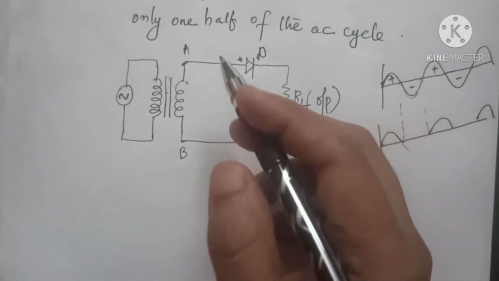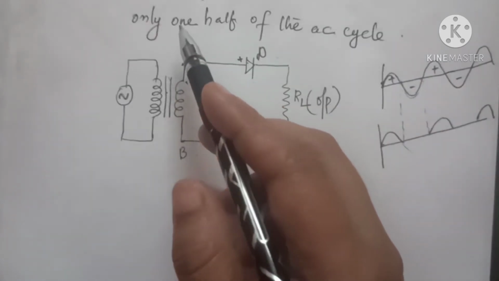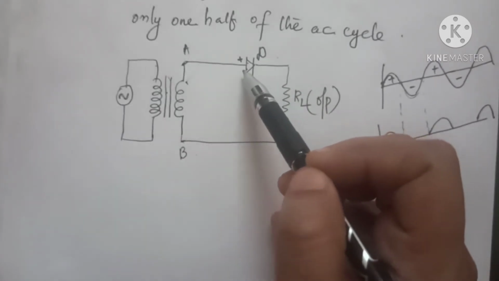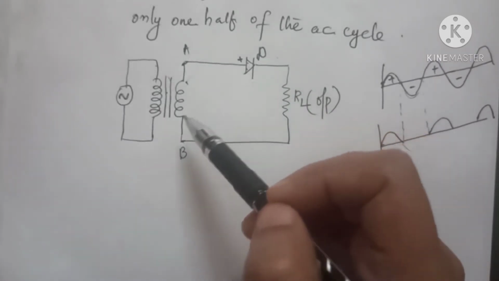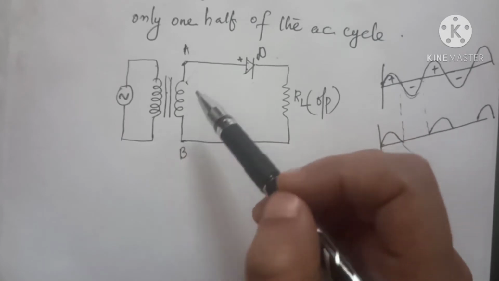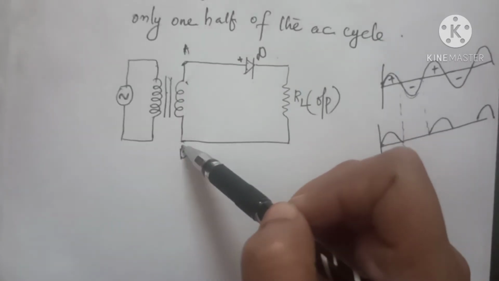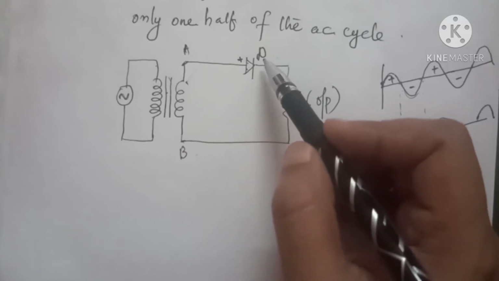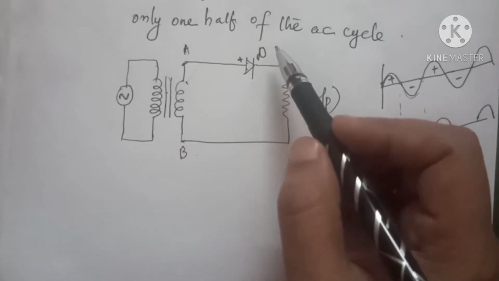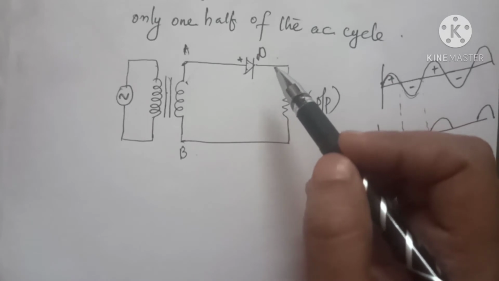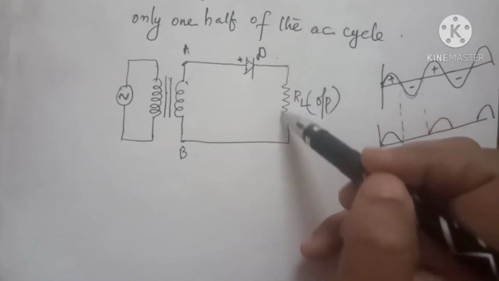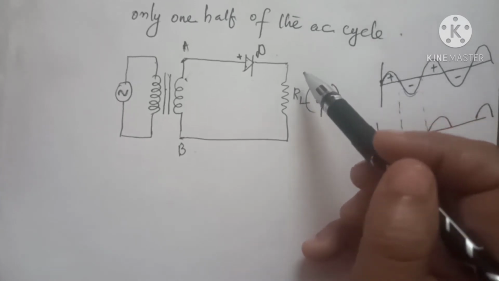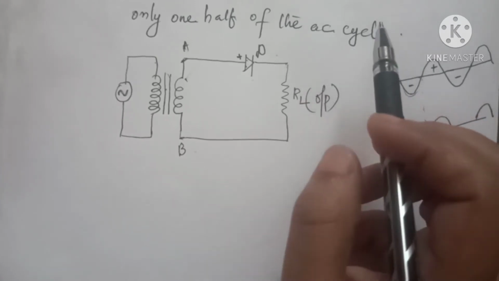Clear? So what will happen here? During the half cycles of AC, when the P region of the diode is positive with respect to the N region, then A is positive with respect to B. In such a condition we say that the diode is forward biased. Hence the diode conducts current, and the current flows through RL. This is a load resistance used to measure the output.